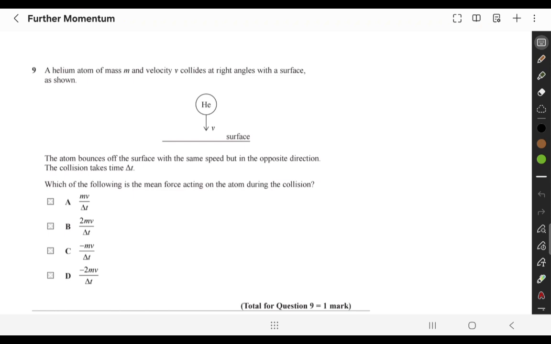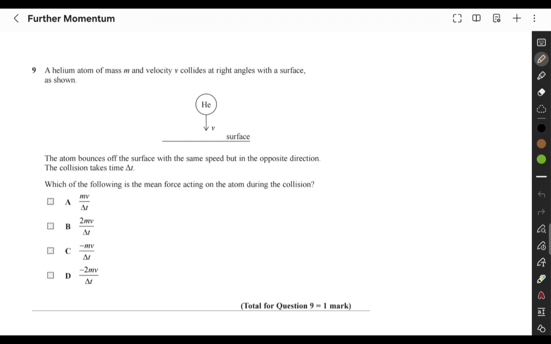Question number 9 says, a helium atom of mass m and velocity v collides at right angles with a surface as shown. The atom bounces off the surface with the same speed but in the opposite direction. The collision takes place in a time of t. Which of the following is the mean force acting on the atom during the collision?